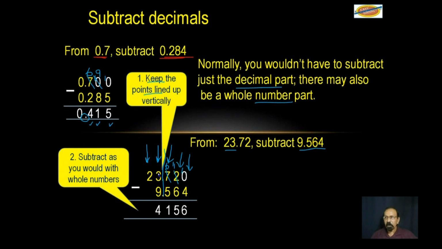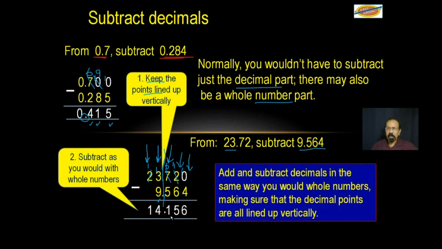9 from 3, that wouldn't work, so you take 1 from there, and that will give you that 10 plus the 3 would give you 13. 9 from 13 is 4, and then you have that 1 remaining. Remember to bring down the point exactly down here, and so you get 14.156. And add and subtract decimals in the same way you would whole numbers, making sure that the decimal points are all lined up vertically.